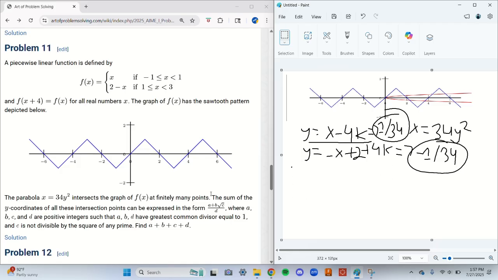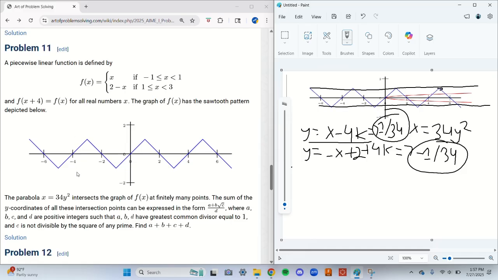But now the problem becomes, where does this parabola stop intersecting this graph? Essentially we have two lines here. We have a line y equals 1 for all these mountain peaks, and a line y equals negative 1. So let's just plug those into the equation of the parabola. We have x equals 34y squared. If we plug in y equals 1, then we'll have the point 34 comma 1. And if we plug in y equals negative 1, we'll still have 34, so we'll have 34 comma negative 1.